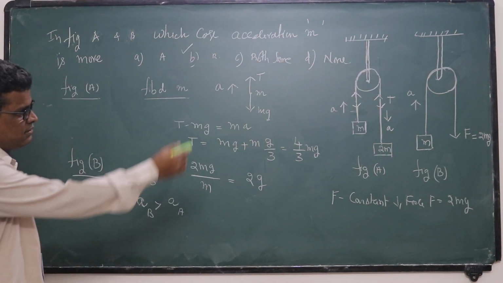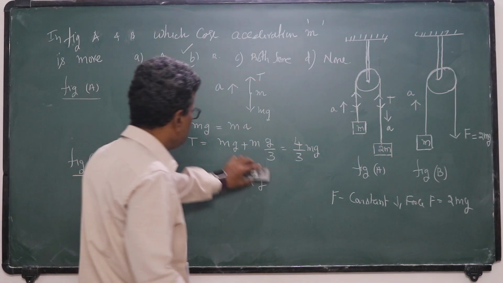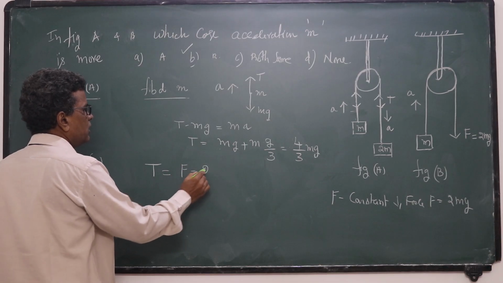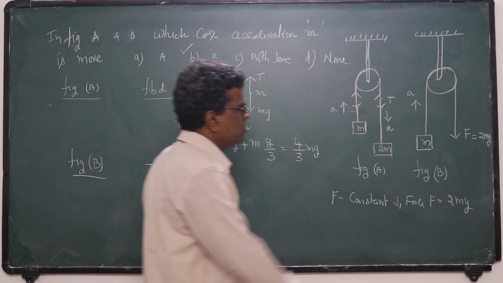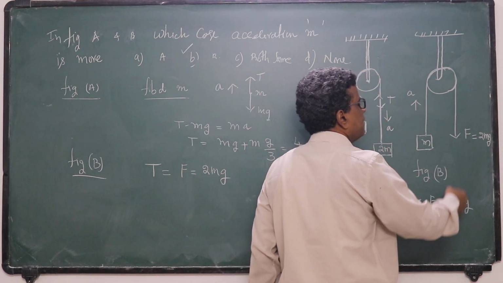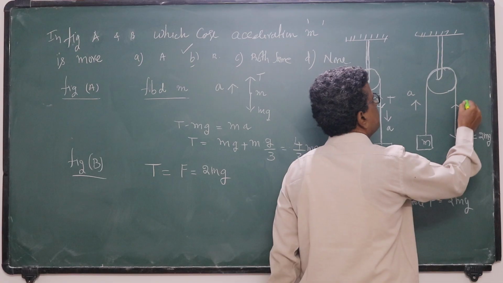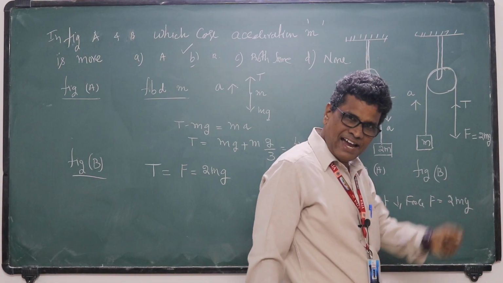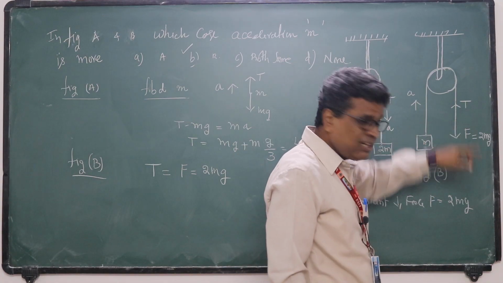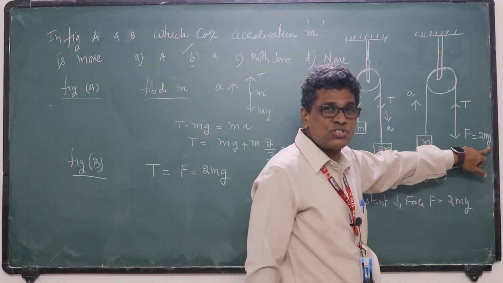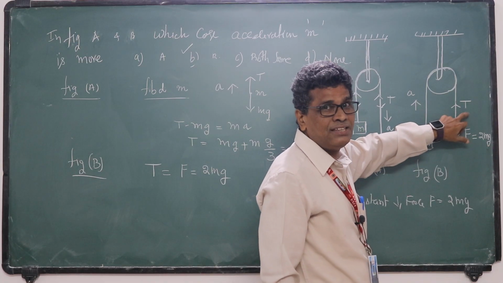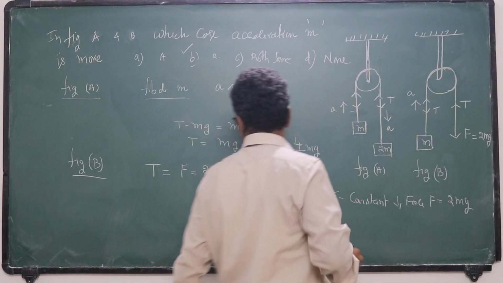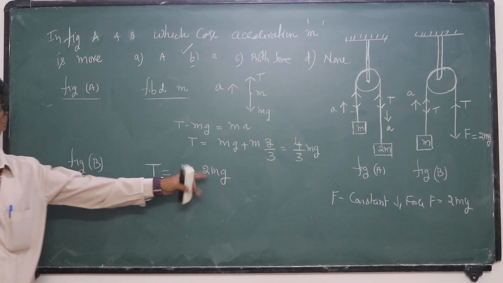Suppose you want the tension in case B. So can you say the tension in case B is equal to the pulling force? That is 2 mg. Here you are pulling with your hand with a force F. This tension is also Newton's third law. As you are pulling down with your hand, that is action, the string pulls you up with the same force 2 mg. That is the tension in the string. So the tension in the string in case B is 2 mg.